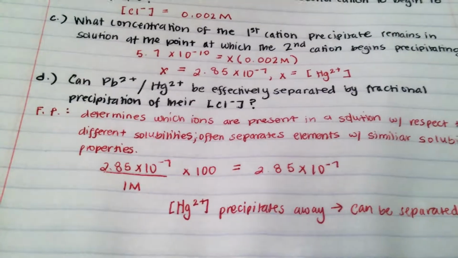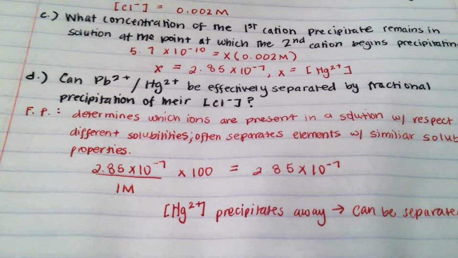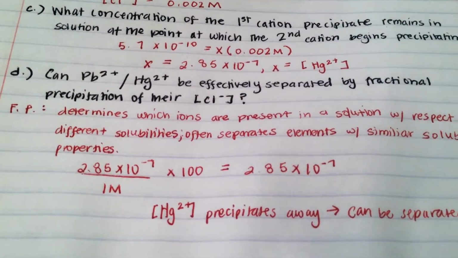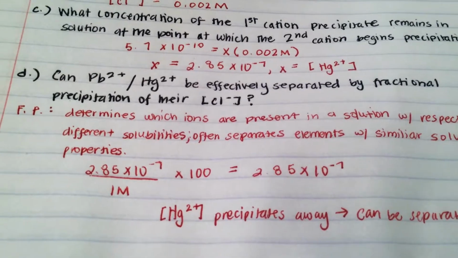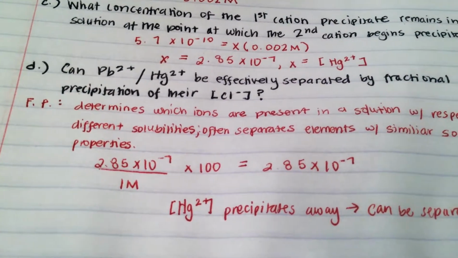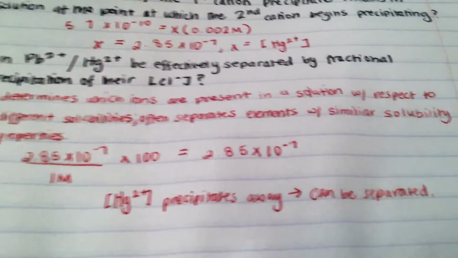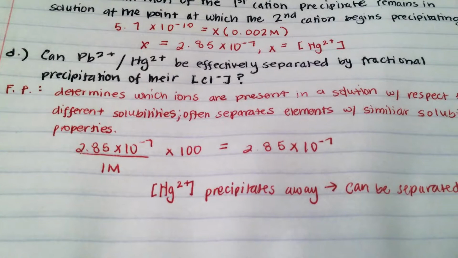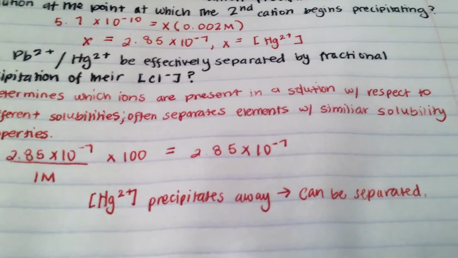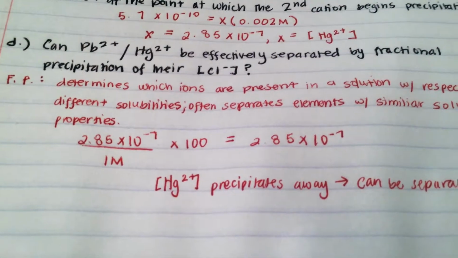For part D, the last and final step, it asks, can Pb2+ and Hg2 2+ be effectively separated by fractional precipitation of their Cl minus concentrations? Well, fractional precipitation determines which ions are present in a solution with respect to different solubilities. In addition, it often separates elements with similar solubility properties.